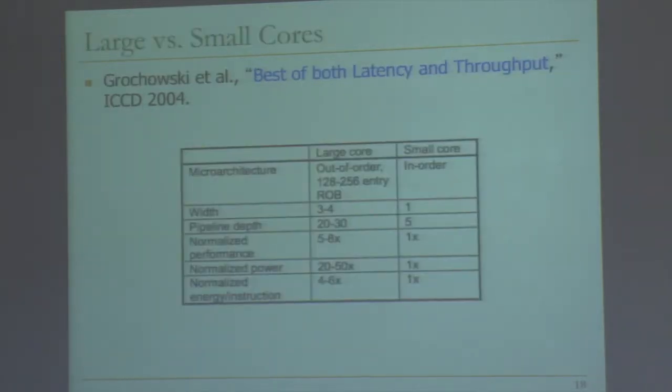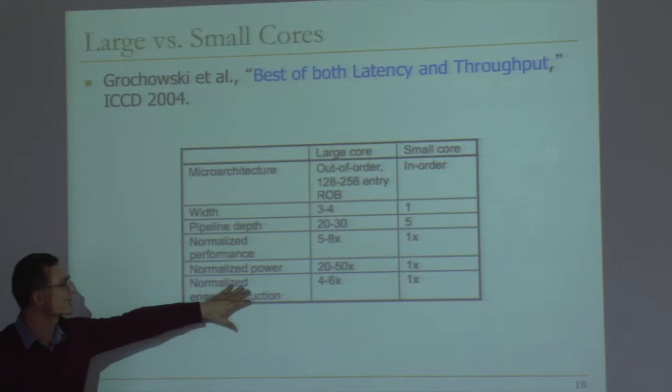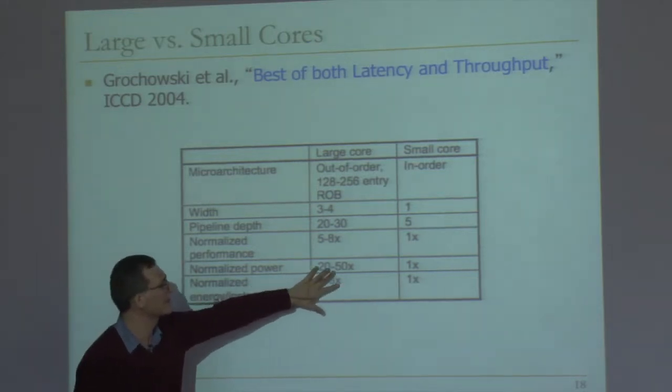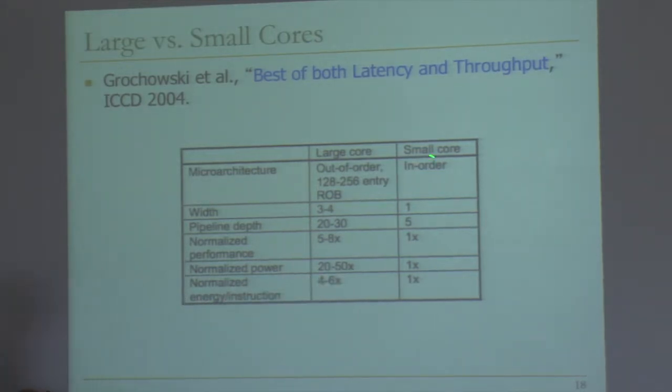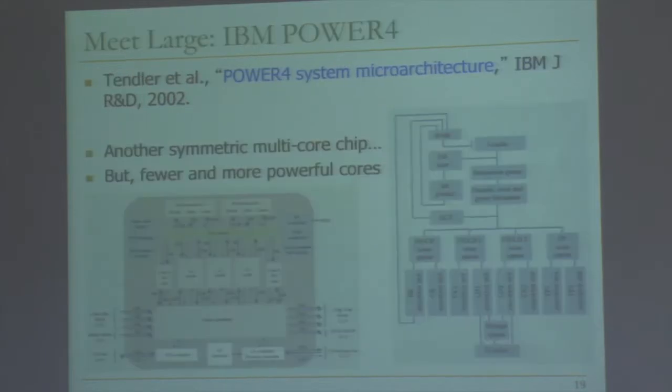So when industries started turning to multi-core, they started with both ends. Some companies started with large cores. Some companies started with small cores. And I think they're converging right now to asymmetric multi-cores. They figured out that neither of them is the best. So this is the large. This is actually one of the earliest multi-core chips from a major company.